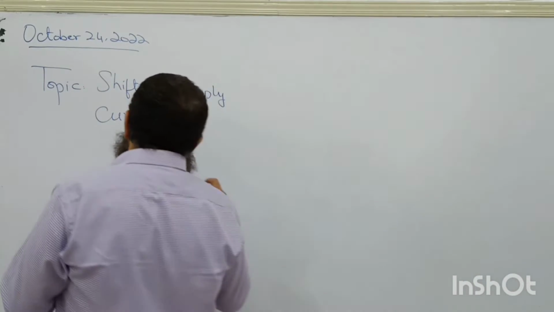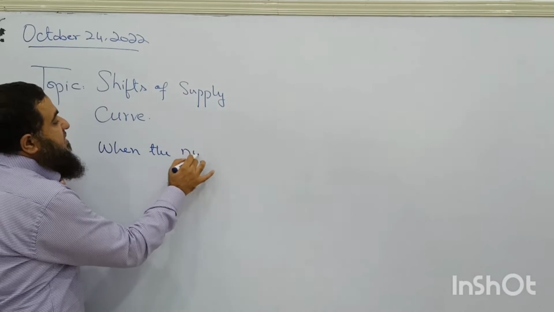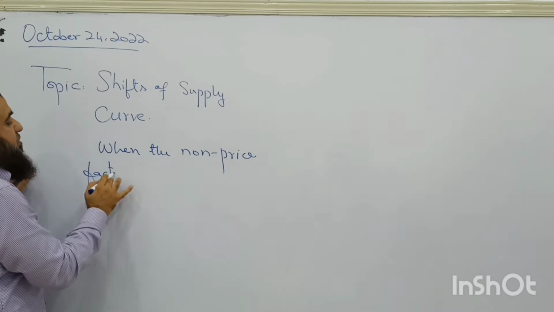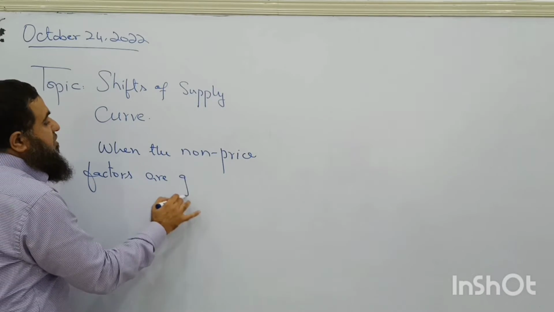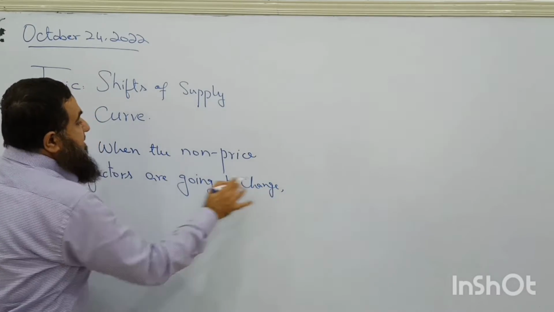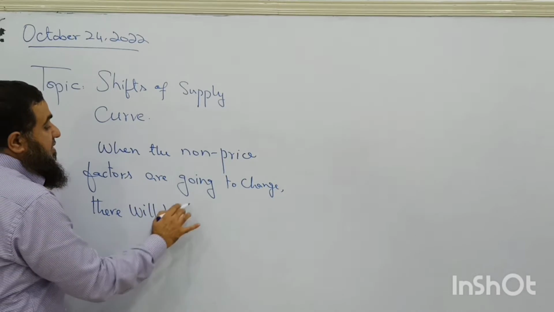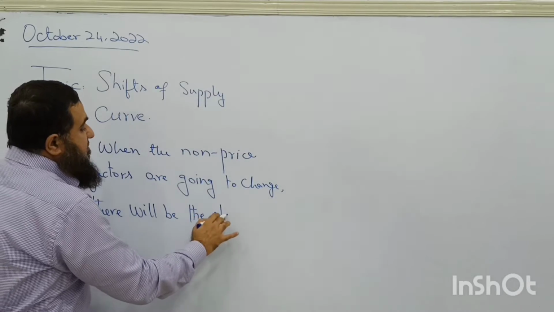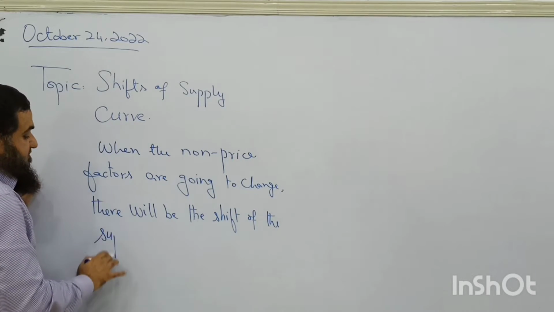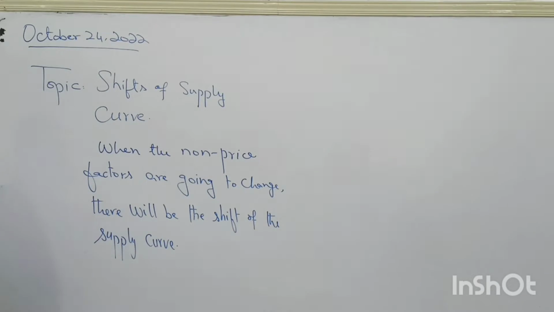So what causes the shift in supply curve? When the non-price factors are going to change, there will be the shift of the supply curve. There will be the shift of supply. Alright. So what are those non-price factors?